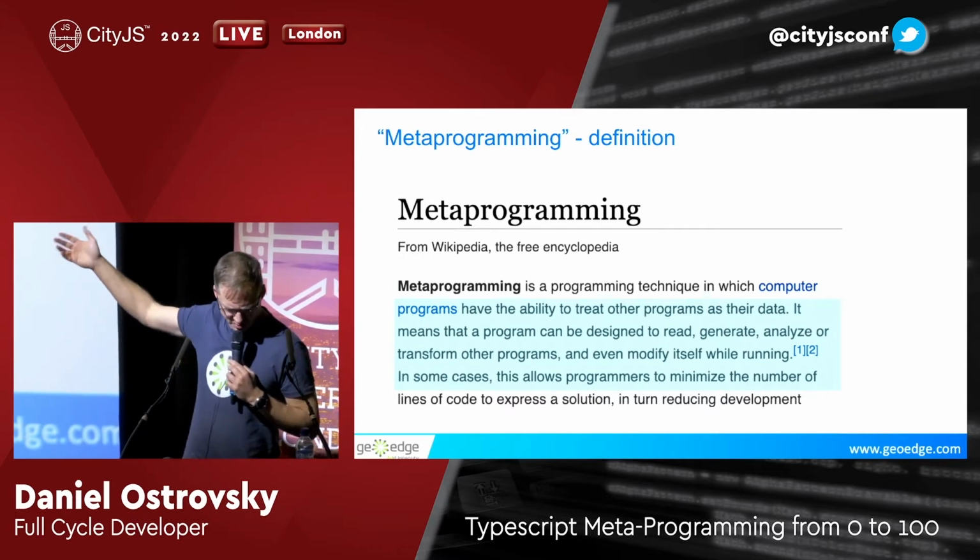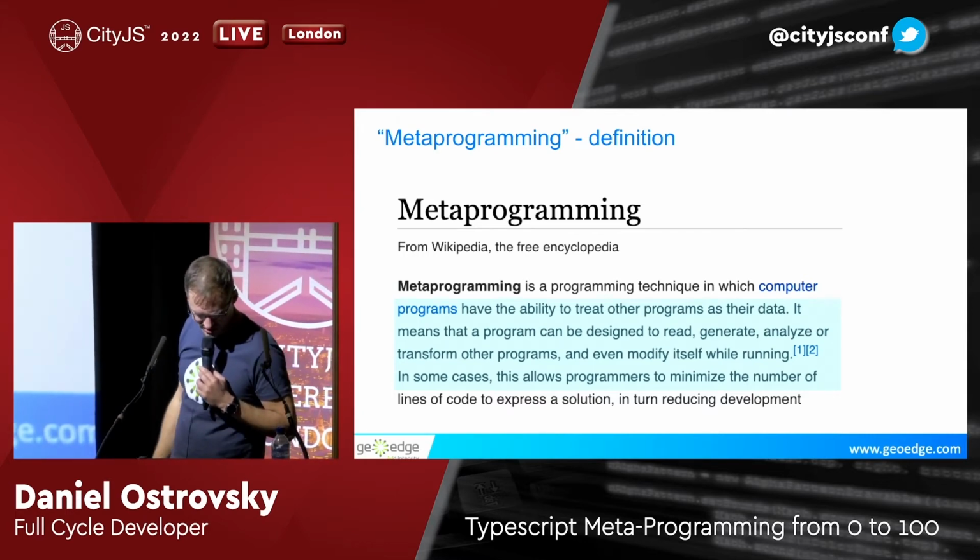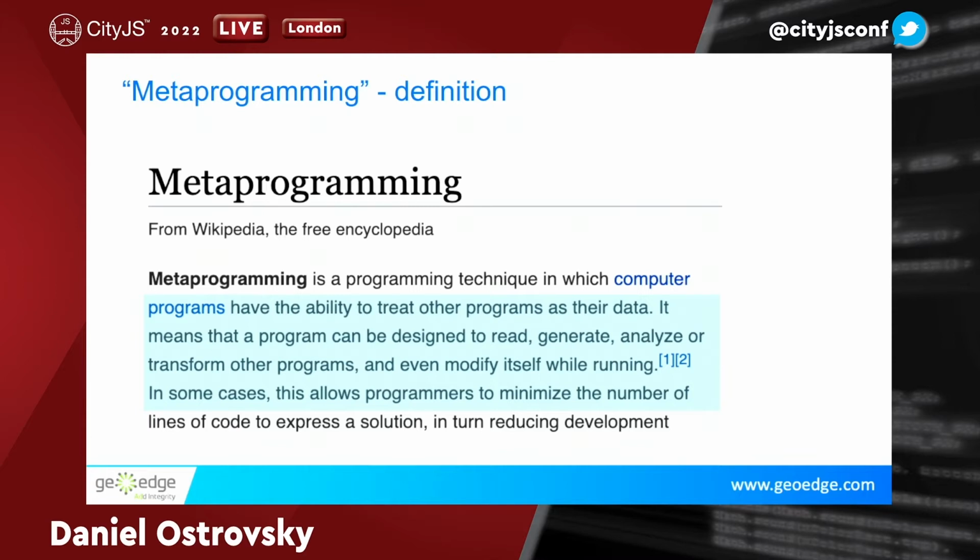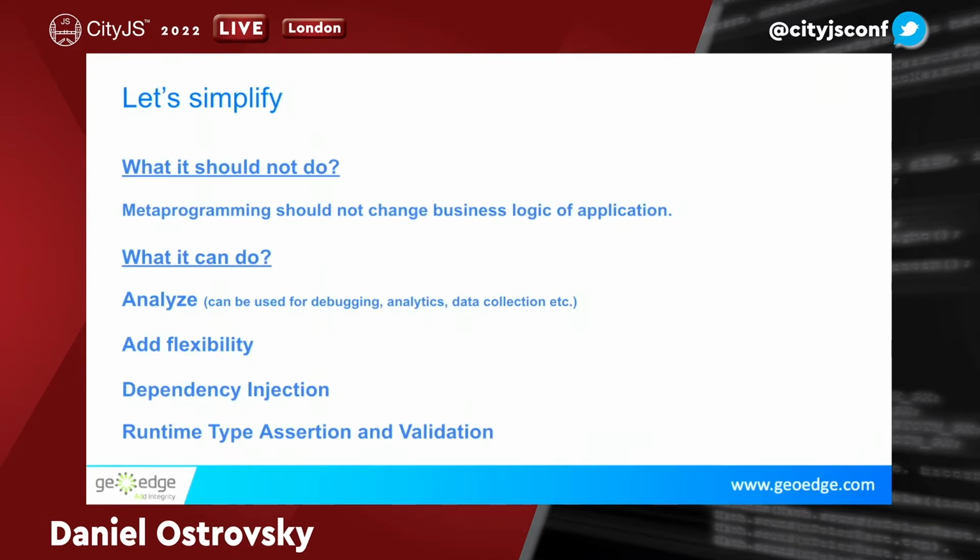Something from Wikipedia. Okay, have the ability to thread other programs to their data and means programs destroy, whatever. Okay, so let's just simplify it. What I should not do. This is one of the most important things when I'm starting to learn something: to understand what the technology should not do, how I do not abuse it. What I should not do is change the business logic of the application.